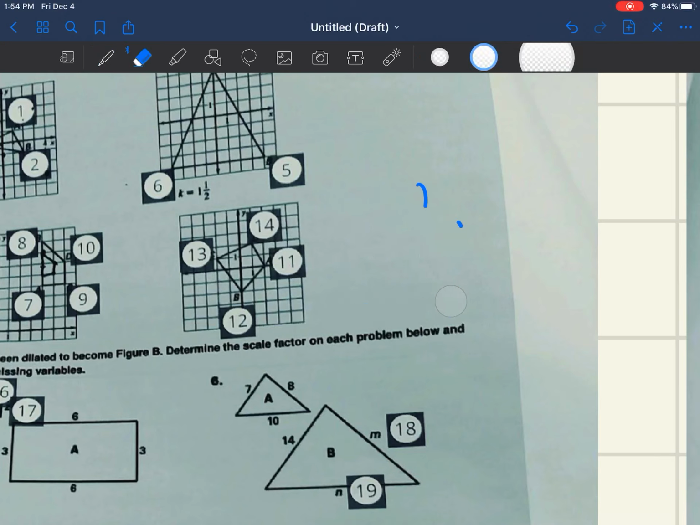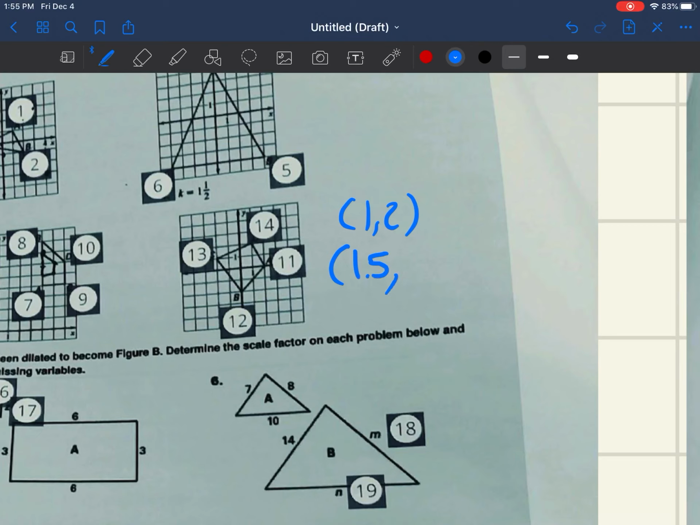And finally, we got number 14. 14 is right here. I'm going to pull off the coordinates. 1, I go up 2, so that's 1, 2. I'm going to multiply each of those numbers by 1.5. 1 times 1.5 is just 1.5. 2 times 1.5 is just going to be 3. So the answer to number 14 is 1.5, 3.